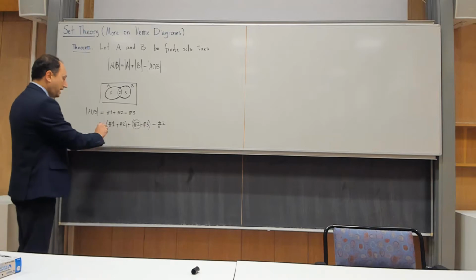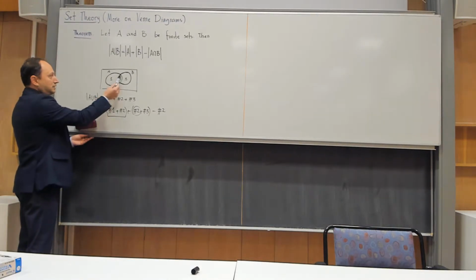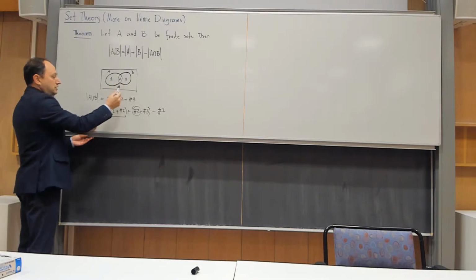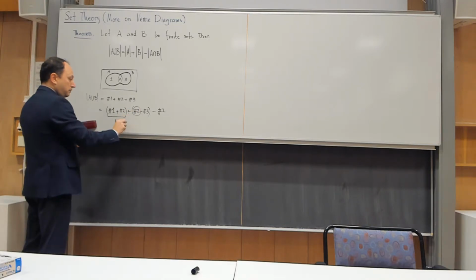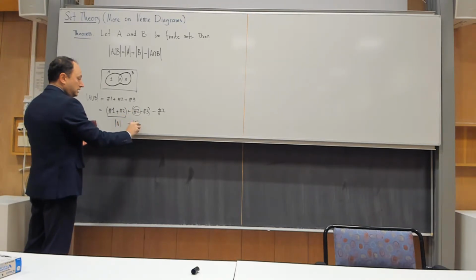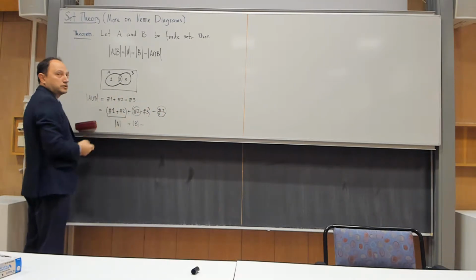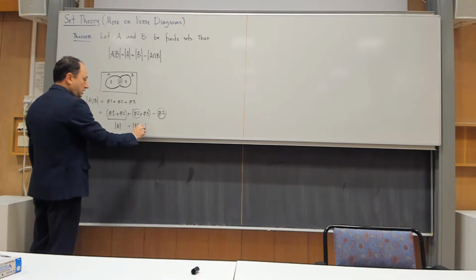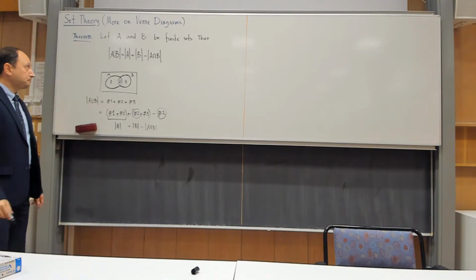Yes? But if I ask you, what can you write instead of this? You can see that I am adding the number of elements in this region plus the number of elements in this region. So that is nothing except the cardinality of A. And the same thing here is the cardinality of B. But if I ask you what is here, you see that this is the cardinality of what we call the intersection. So that's exactly the formula. Yes? Understandable? It's very, very easy.